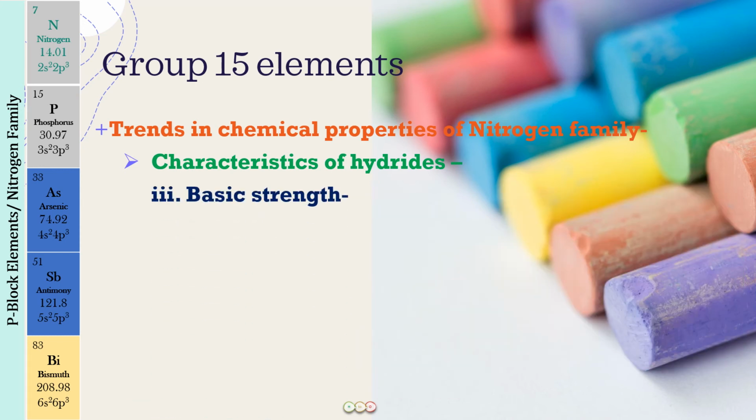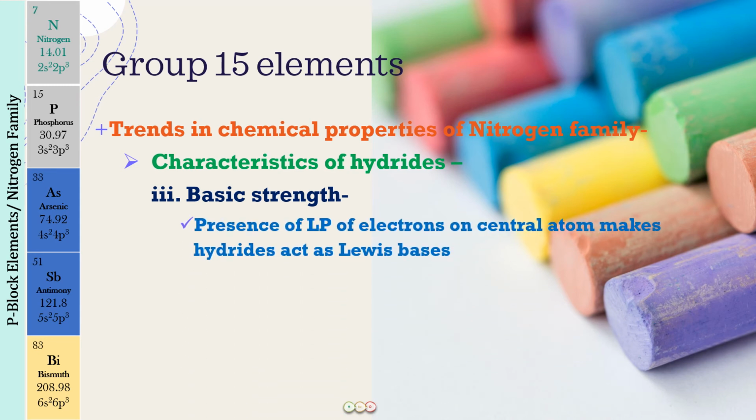So next we have the basic strength. All of you know now that all these group 15 hydrides have a lone pair of electrons on the central atom, which they can donate. And because they can donate a lone pair of electrons, they act as Lewis bases, and the elements which can accept these electrons are Lewis acids. So they are going to donate this lone pair of electrons to the electron deficient compounds, Lewis acids.